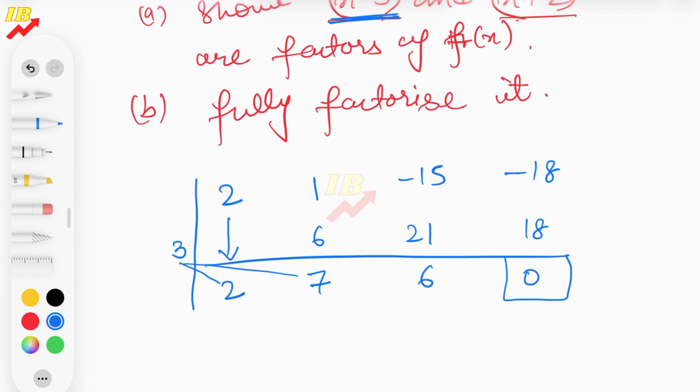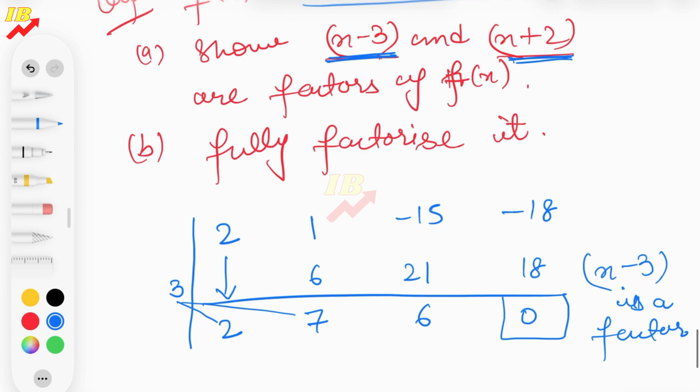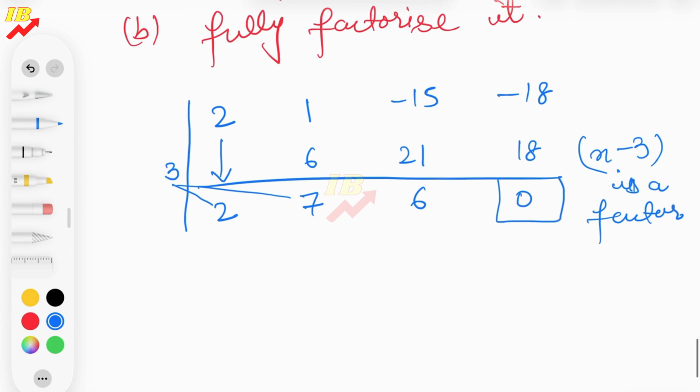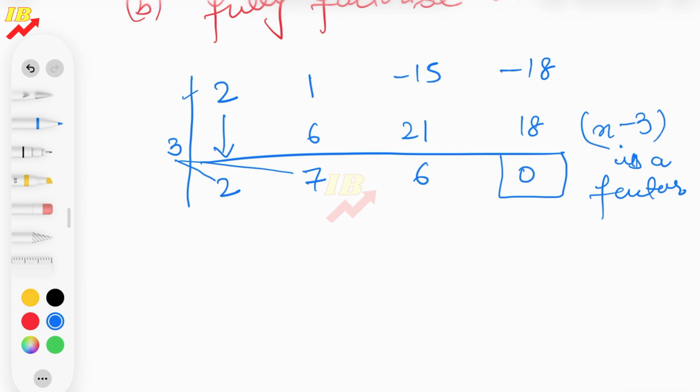That means your x minus 3 is a factor, right? We can prove that x minus 3 is a factor, reason being, we are getting a 0 here. Remainder is 0, right? That means it is completely divisible. Okay, now let's start for this x plus 2. For this, our factor will be negative 2 now, right? So we are not supposed to take the first things again and do the same process, right? We'll just continue it from here.